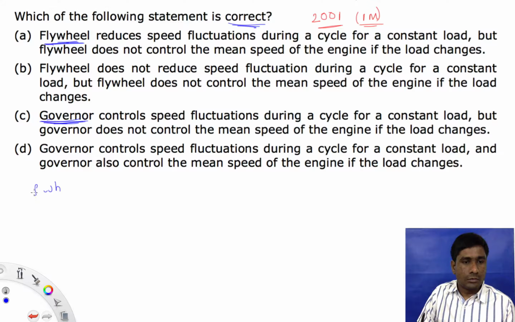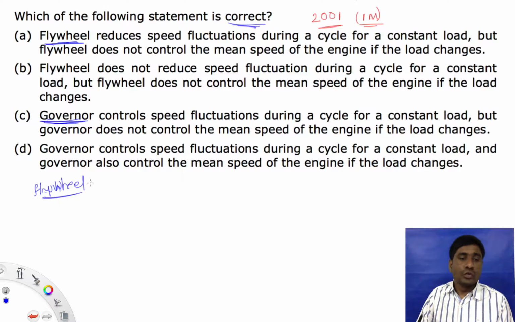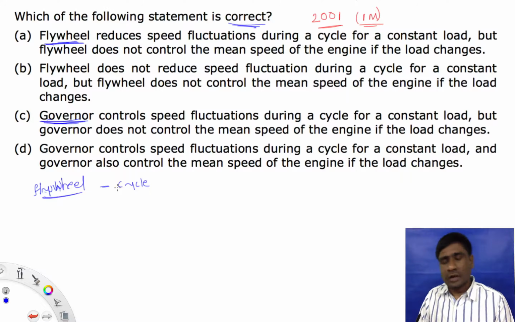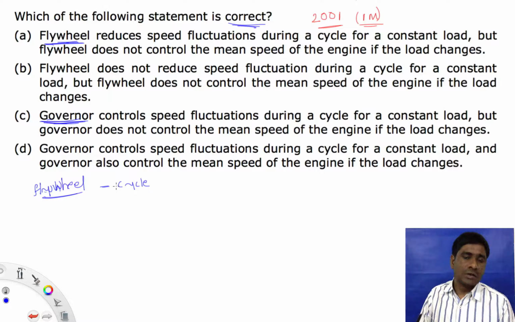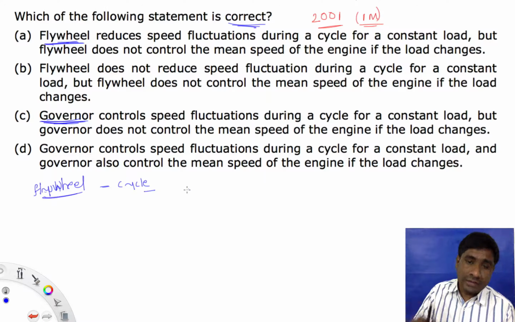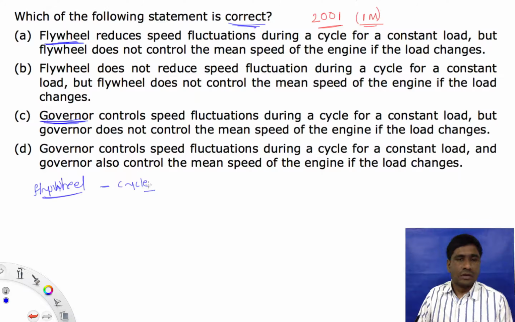Flywheel, what is the function of flywheel? It reduces the fluctuation during a cycle, and it won't reduce the speed of the engine, sorry, the speed of the vehicle. Now in the car example, the driver is cruising at a particular speed with a constant load. Here the load is constant and the vehicle speed is also constant, but we are still getting some fluctuations in a cycle, so we need to reduce the fluctuation in the cycle. That's what the flywheel is trying to do.